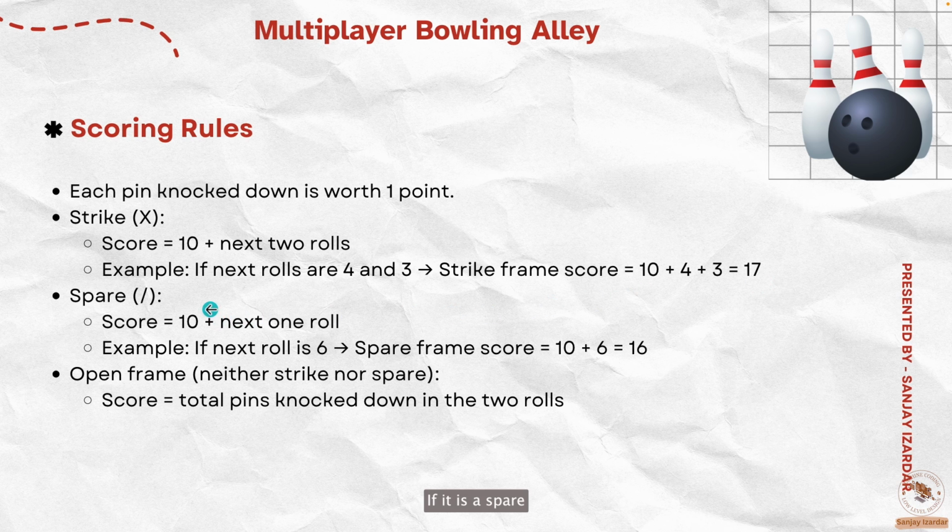If it is a spare, then the score will be 10 plus the next roll: 10 for the current frame and the next roll's points. So an example is, if the next roll is 6, then the spare frame score will be 10 plus 6, which is equal to 16. An open frame is neither strike nor spare, so the score is equal to the total pins knocked down in 2 rolls.